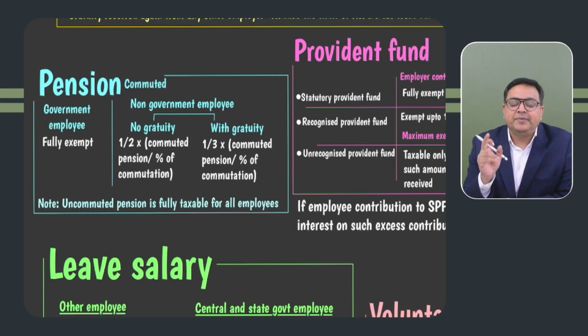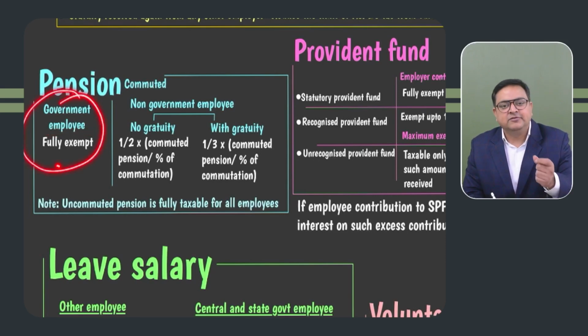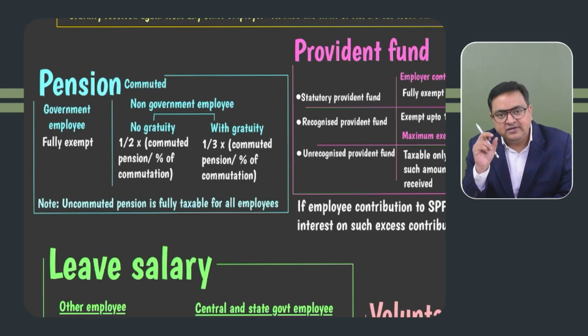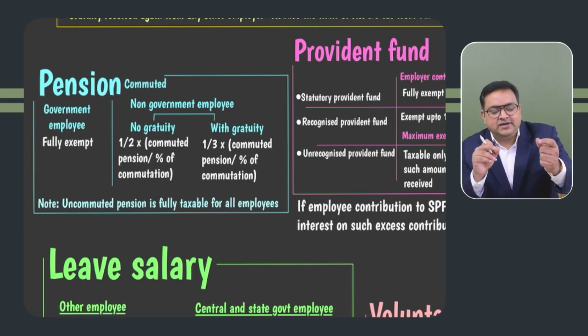But if the pension is received at the time of retirement or resignation, then it could be exempt up to a certain limit. This is commuted pension. What is commuted pension? The lump sum pension which you receive at the time of retirement. If it is a government employee, it is fully exempt. If it is a non-government employee, then it is partially exempt. How much is exempt? It depends on whether the employee has received gratuity or not. If the person has not received gratuity, we will give more exemption. If the person has received gratuity, we will give less exemption.